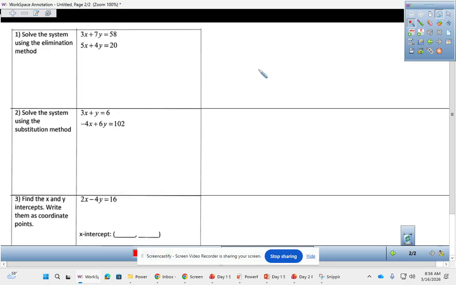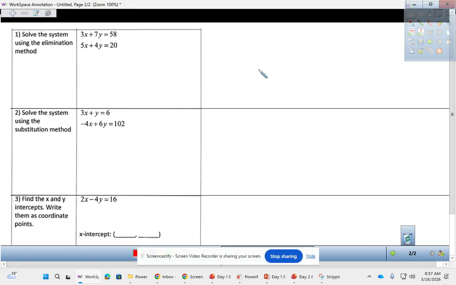All right, guys, when you are using the elimination method, the first thing you have to do is decide: what do I want to eliminate? Do I want to eliminate X or Y? And that's strictly your choice, okay? If I want to eliminate X, I'm looking at 5 and 3, and if I want to eliminate Y, I'm looking at 7 and 4.